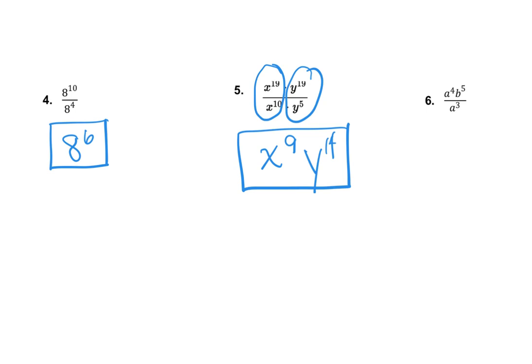For question number 6, let's take our a to the 4th divided by a to the 3rd, and that results in just 1a. You can put the a to the 1st, it doesn't matter. Now the b to the 5th is not being divided by anything, so you do need to write that, because nothing's canceled it out or divided it. So you have a times b to the 5th power.